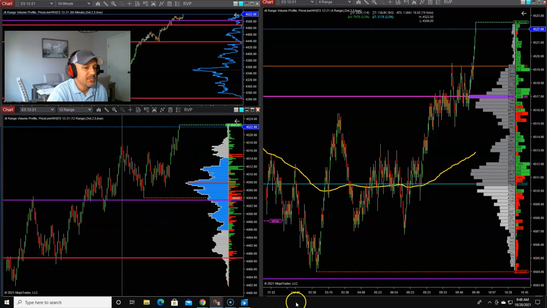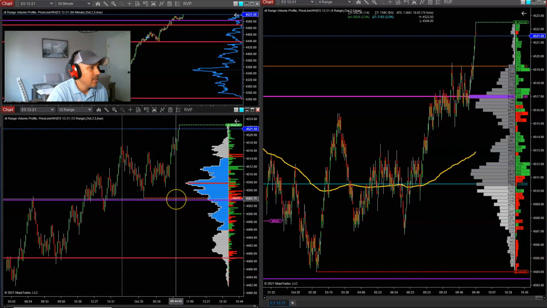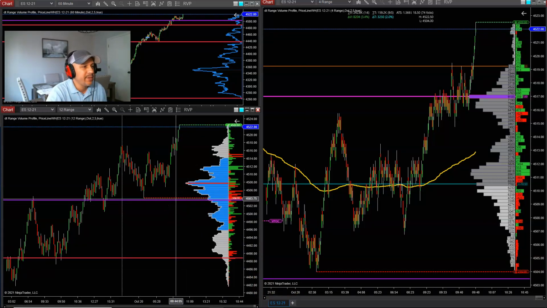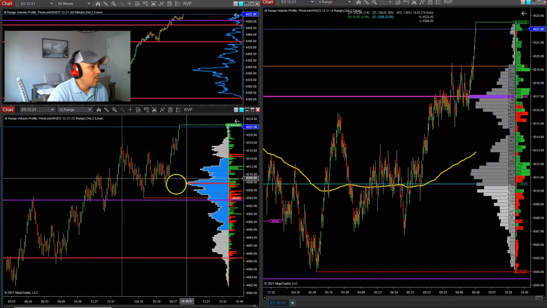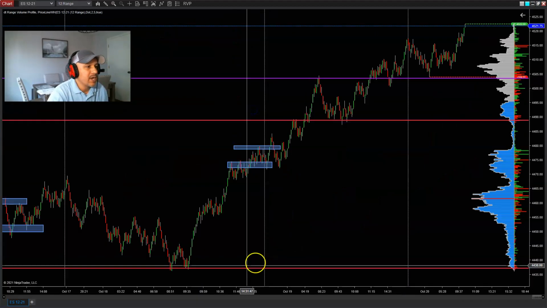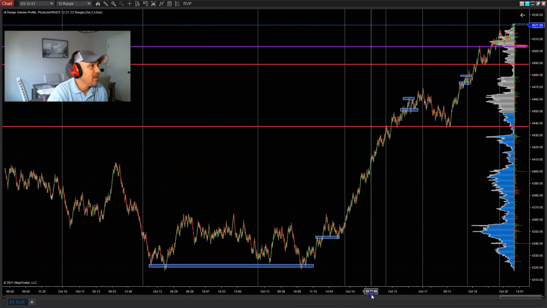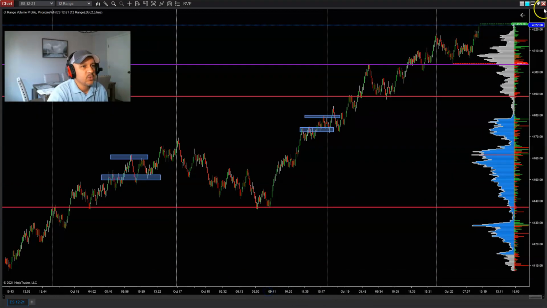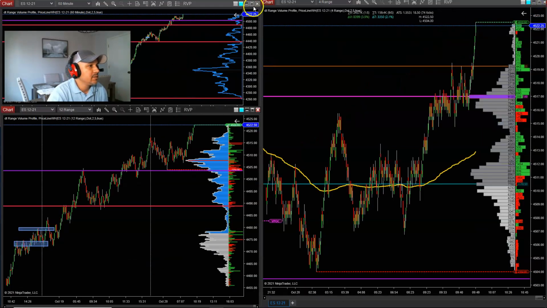I'm just now looking at my charts. It's 9:48, so the market's been open for about 20 minutes now. So we continue to see a stair step to the upside, right? You can see it here on the 12 range chart, as well as on the 60-minute chart.